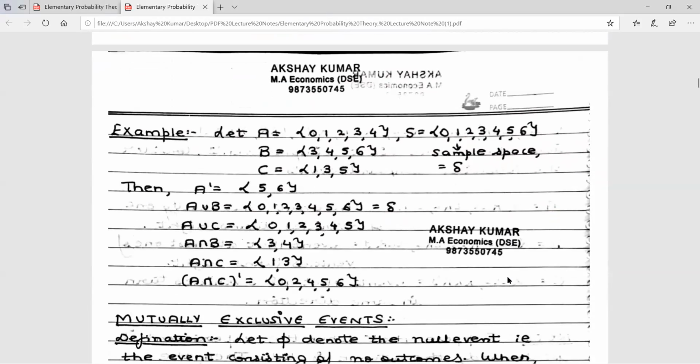We are given the sets A, B, and C. You can see on your screens. A is 0, 1, 2, 3, 4. The sample space is 0, 1, 2, 3, 4, 5, 6. B is 3, 4, 5, 6, and C is the set of 1, 3, and 5. Now, if I have to find A complement, what will I do? From the sample space, I will remove A. If I remove A from the sample space, I get 5 and 6. That is my A complement.